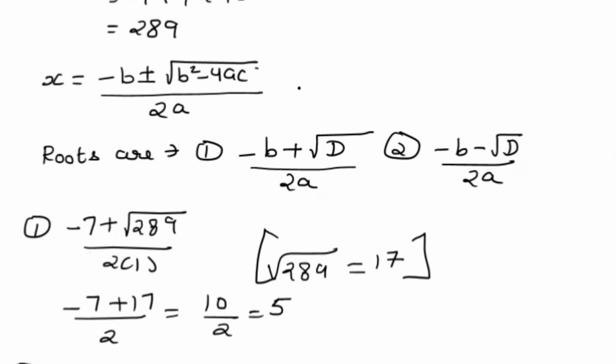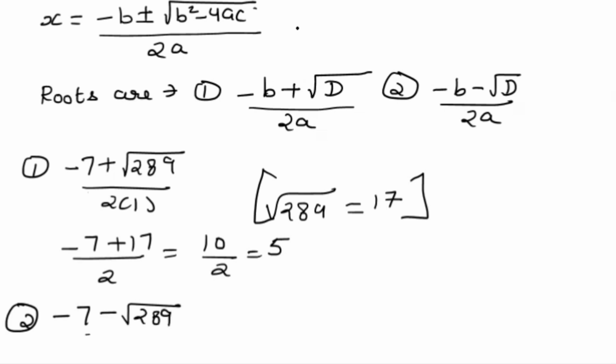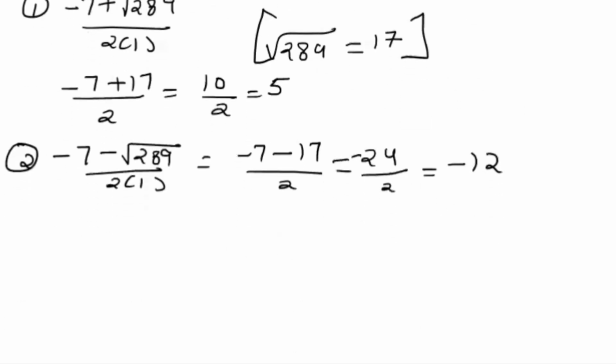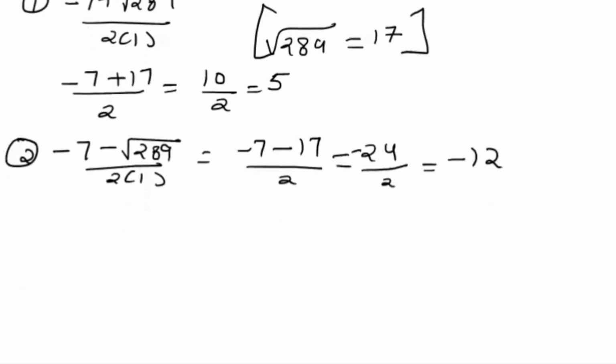One zero is 5. Another zero, that means the distinct root, will be given by putting the values in the second formula, that is minus 7 minus under root 289 upon 2 into 1. Minus 7 minus 17 upon 2 is equal to minus 24 upon 2, which is equal to minus 12. So another root will be minus 12. You can see that the roots are distinct. The two roots are 5 and minus 12 that are given by the formula of x. I hope it is clear to you.